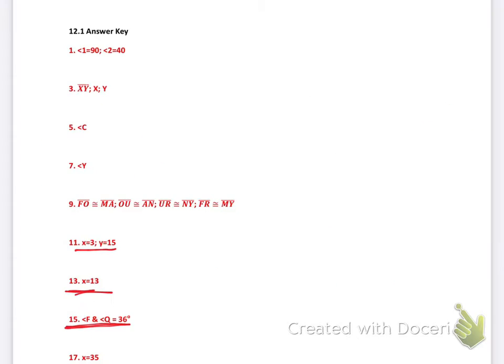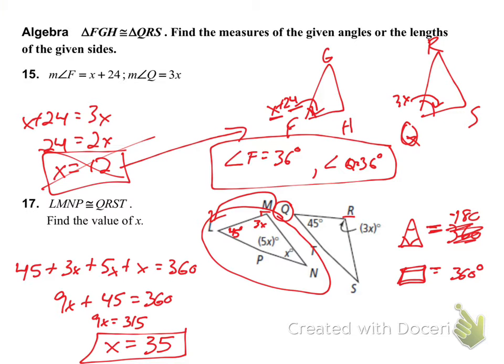And that is your answer for that one. So again, just remember, for a four-sided shape, the angles are going to be equal to 360.